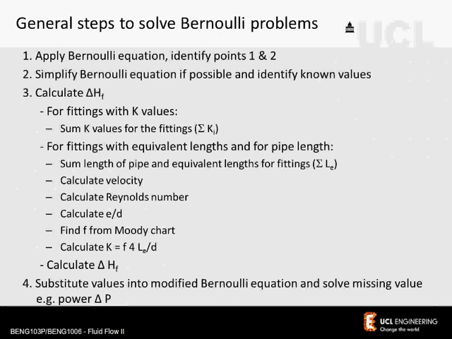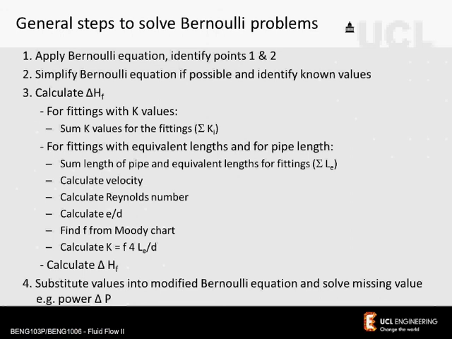The next step is to calculate delta HF, so your friction losses. So for fittings with K values, what you need to do is sum all of the K values for the fittings. For fittings with equivalent lengths, you need to sum all of the lengths of pipe and the equivalent lengths for the fittings, and then calculate the velocity, calculate the Reynolds number, calculate E over D, find F from the Moody chart, and then if you're using K values, calculate K is equal to 4FL over D, so 4 times F times the length of the pipe over the diameter of the pipe, and then sum those up and put them into your equation for delta HF.